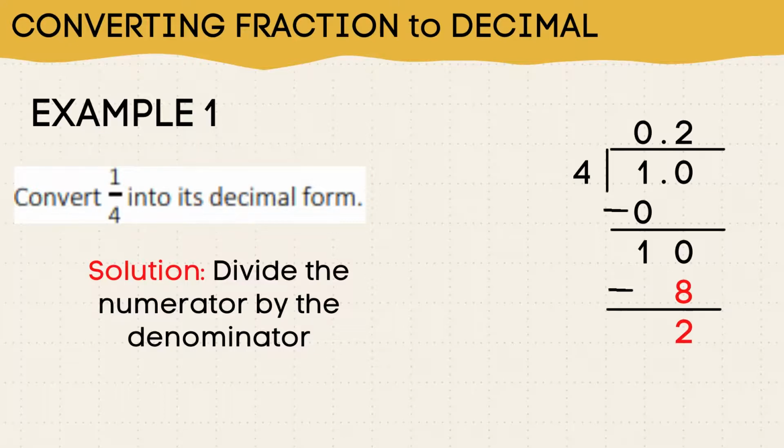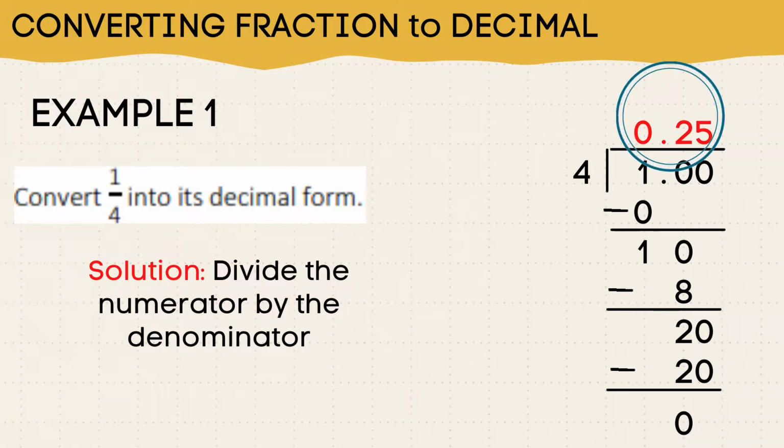And then again, you are going to bring down another 0. So 20 divided by 4 is 5. Multiplying 5 and the divisor 4, 5 times 4 is 20. So subtracting it, the answer is 0. So we do not have a remainder. Therefore, the decimal form of 1/4 is 0.25. But there are also instances wherein the division process is continuous. And please just get the desired place of the decimal as instructed by your teacher.